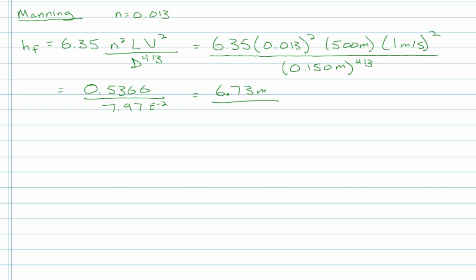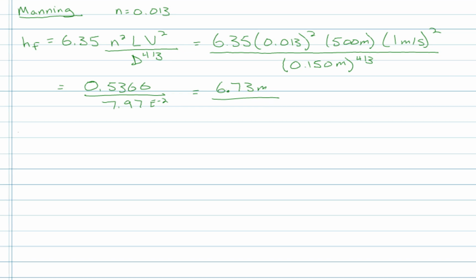Manning's equation. So that's quite a bit more than we got with the Hazen-Williams equation. If we were calculating a percent error, then we can assume that the Hazen-Williams equation will be more accurate for closed conduit flow than Manning's.